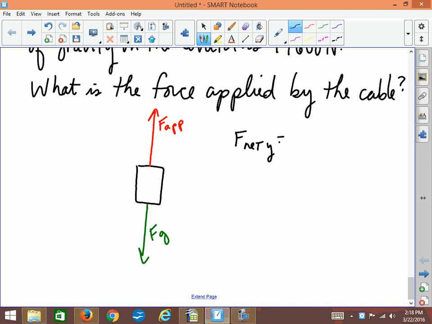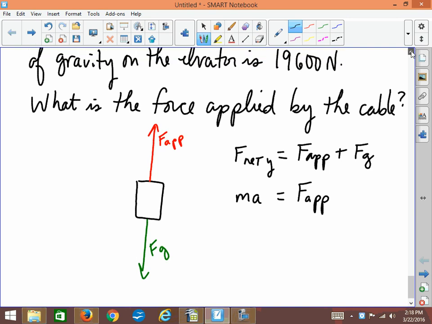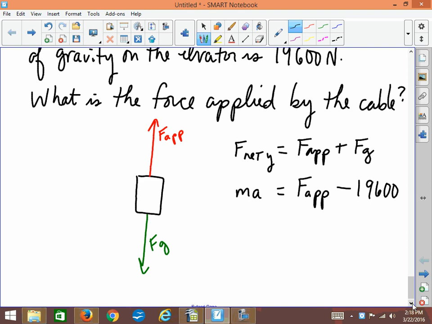And they would be the applied force of the cable plus the gravity force. F net y equals ma. The force applied by the cable is something we're not sure of yet, but the gravity force is down, remember. This is where I have to watch. I have to put a negative 19600. If you forget the negative because it's down, that would mess you up. You've got to watch for that. The math has to know which way those arrows point, and that's the only way you can tell it.